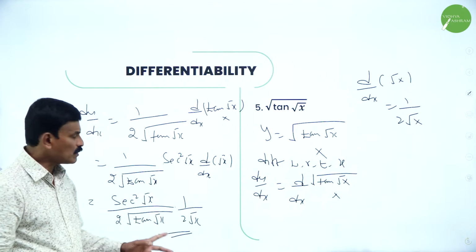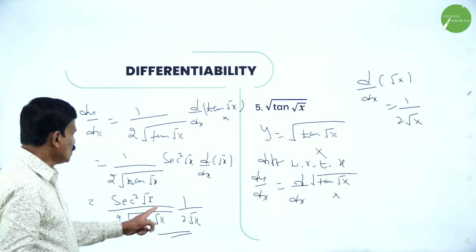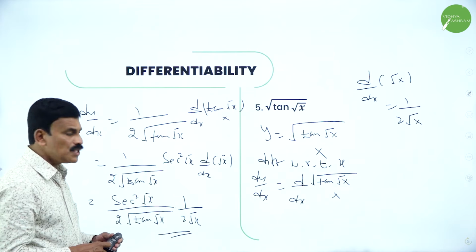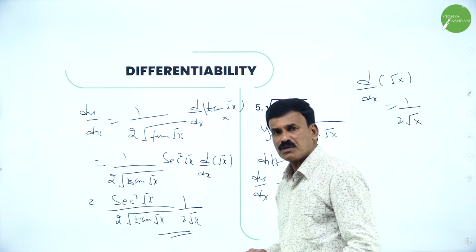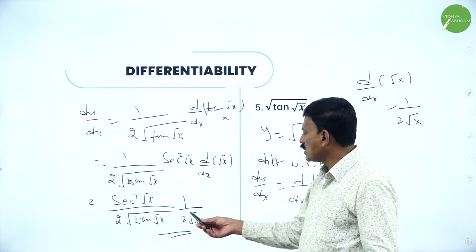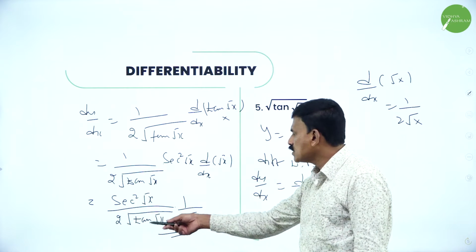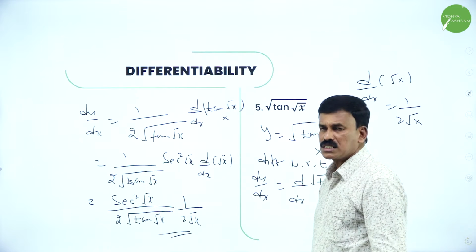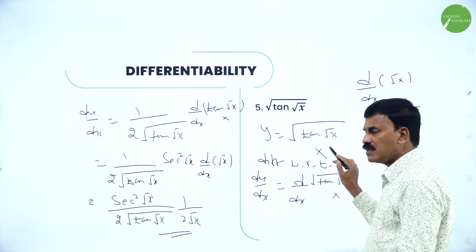So if you want, you can multiply: secant square root x divided by 2, into 2 is 4. 4 times root x into square root of tan root x is the simplified answer. If you want, you can stop or multiply. Numerator is same. This is 2 into 2 is 4 root x into root of tan root x, the simplified answer. Very simple. Just consider this as root x inside function.